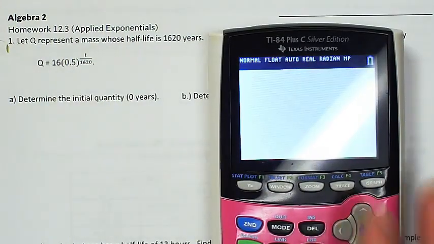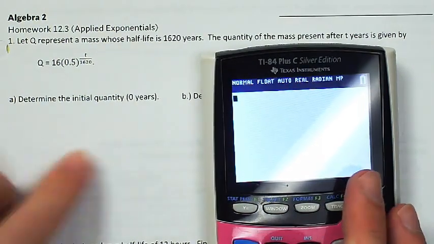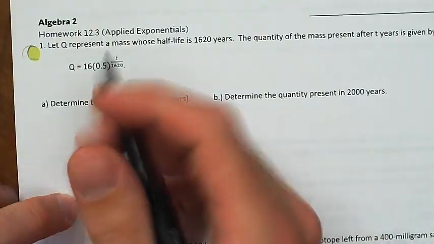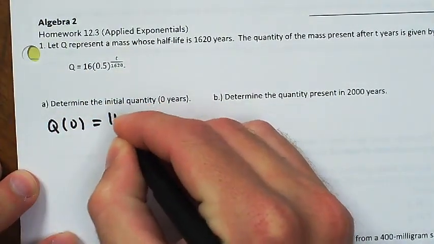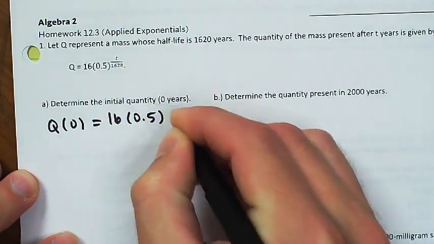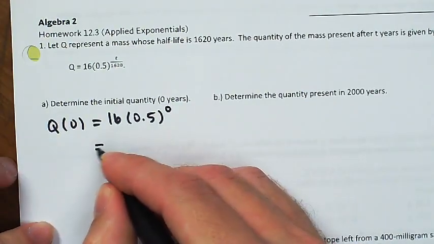And the first one is going to be a half-life situation where Q is a mass whose half-life is 1,620 years. Okay, so they even give us the formula. So we're going to determine the initial quantity at 0 years. So that would be the value of Q where T equals 0. So Q of 0 equals 16 times 0.5 to the 0 power. And 0.5 to the 0 power is going to be 1, and so that's going to be 16.